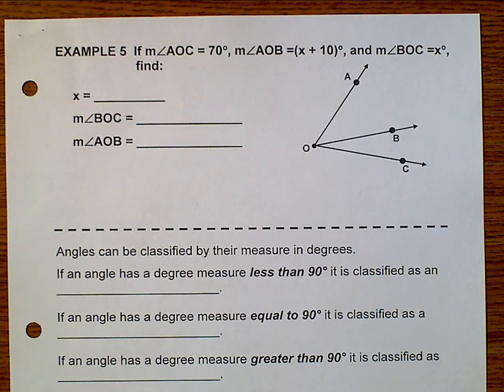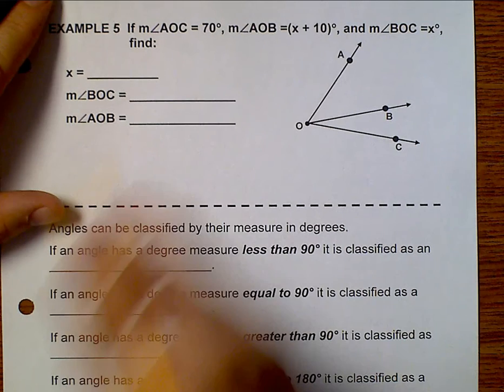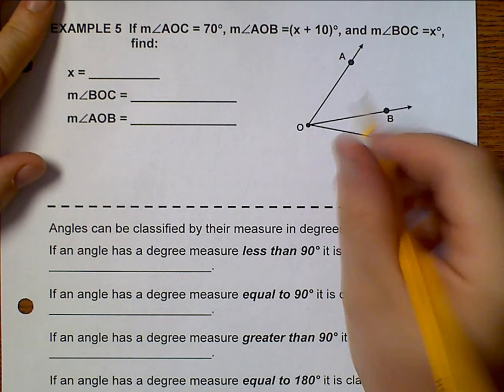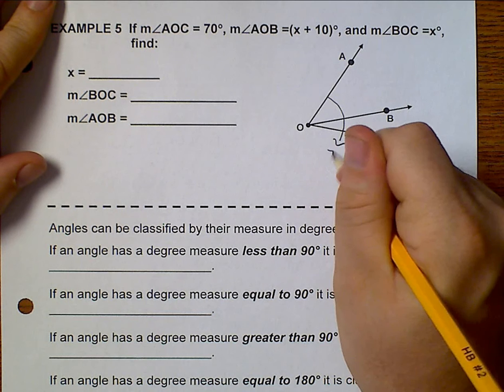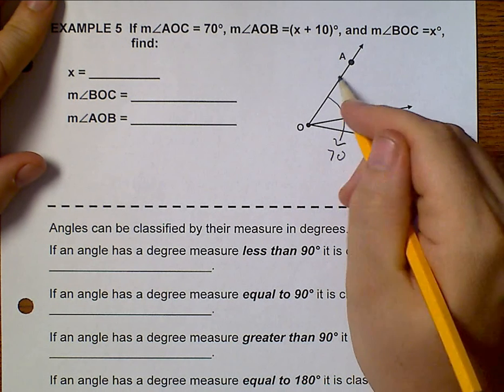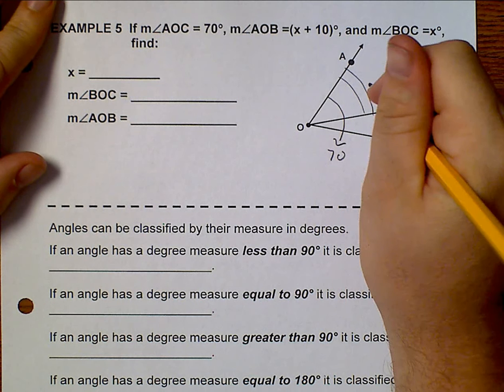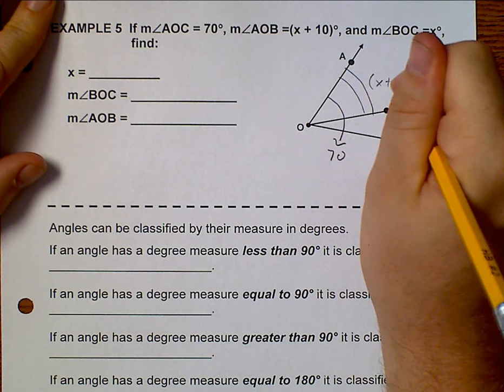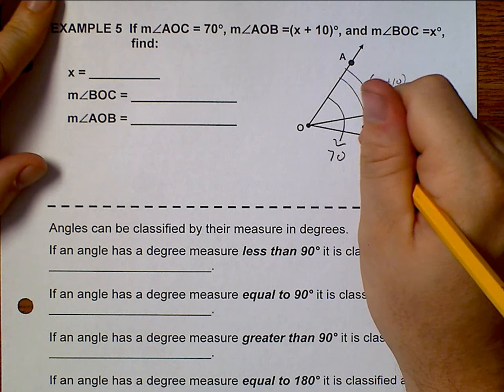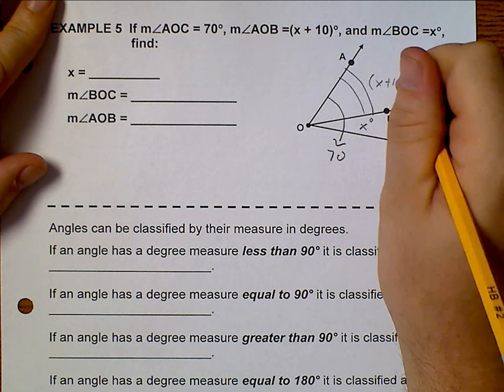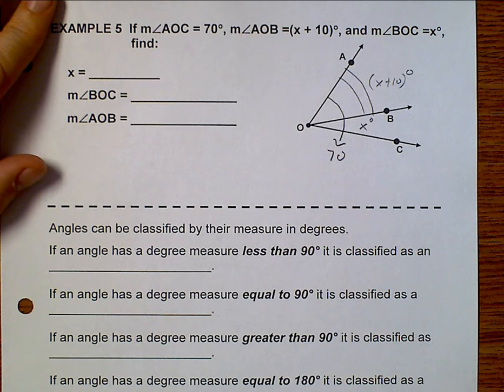On to example number 5. Here they say angle AOC, the whole thing, equals 70. AOB is x plus 10, and BOC is x. And we want to find everything.